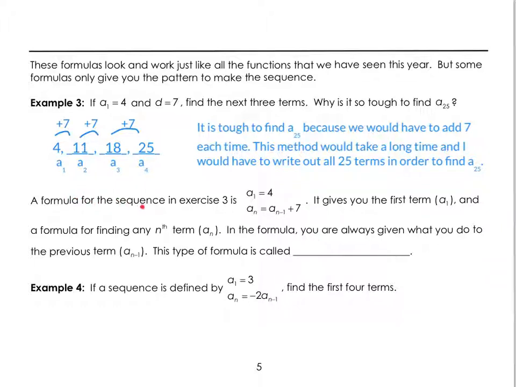So a formula for this sequence in exercise 3 is a sub 1 equals 4. A sub n equals a sub n minus 1, which is just another way of saying the previous term, plus 7. It gives you the first term, a sub 1, and a formula for finding any nth term, a sub n. In the formula, you are always given what you do to the previous term, which is a sub n minus 1. This type of formula is called recursive.